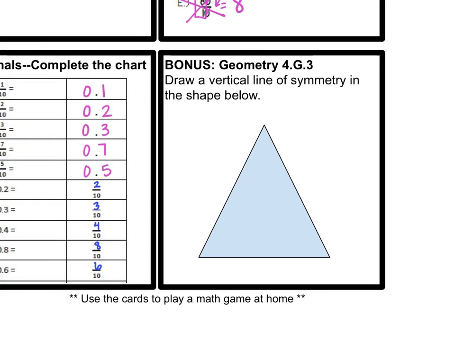Okay, here it is, the famous last problem of 4th grade. It says draw a vertical line of symmetry in the shape below. Vertical means that it has to go straight up and down. It's not sideways and it's not horizontal. So when I look at this problem, here's my line of symmetry. I'm going to draw a vertical line straight up and down right here through the triangle.